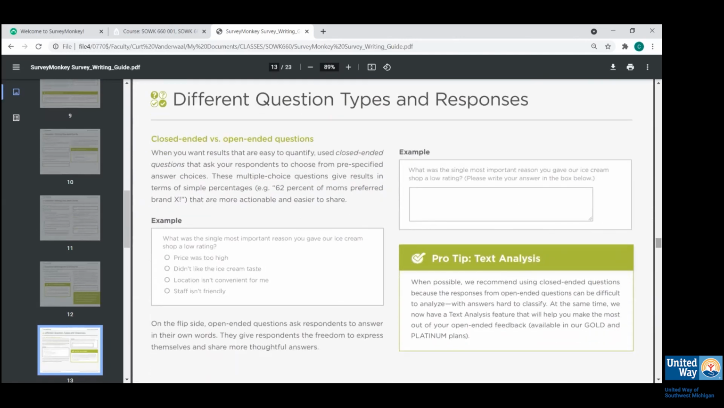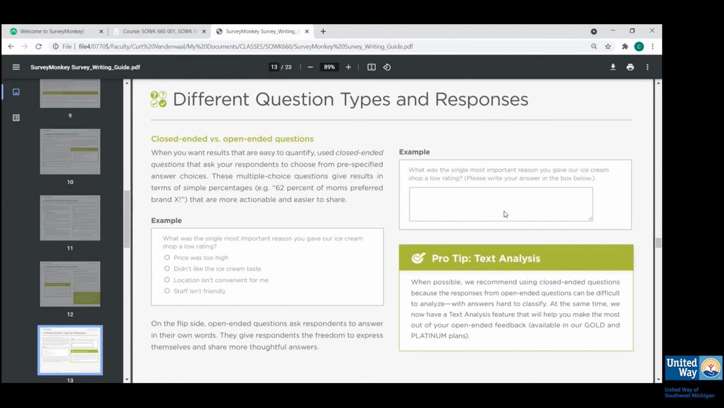Okay, let's talk about closed-ended versus open-ended questions. Next time we meet, sometime in August, I will show you Google Forms and how to set up both closed-ended and open-ended questions. If you are writing an open-ended question, you can see in the upper right here, the example is in a text box. What was the single most important reason you gave our ice cream shop a low rating? It's a very specific kind of open-ended question, and then people type in their responses.